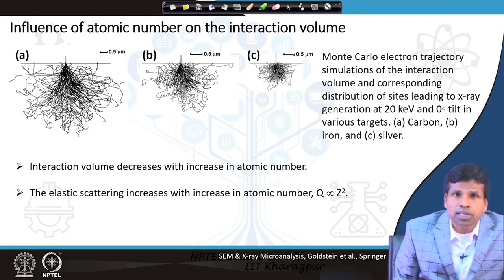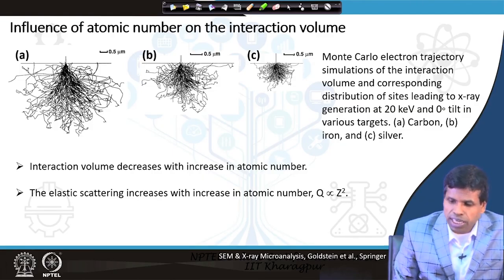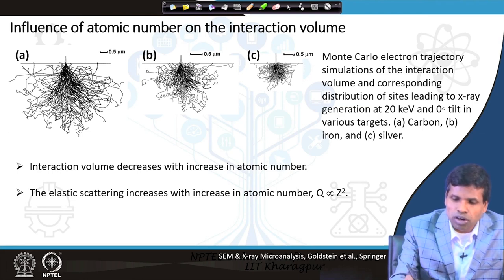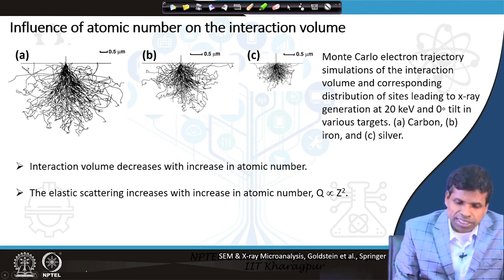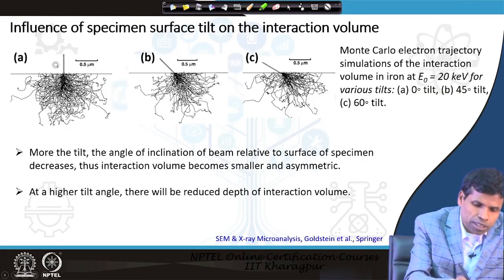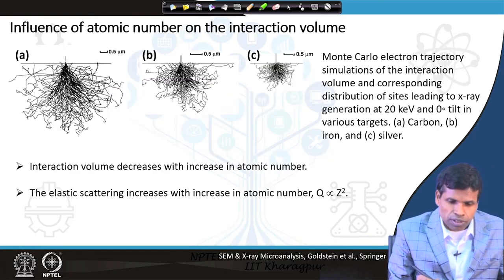This is the influence of atomic number on the interaction volume. We can have samples with different atomic numbers. What you see here is, as we increase the atomic number in the materials, the interaction volume decreases. That means the electron beam could penetrate less, so the interaction volume is decreasing, but the shape remains the same. The shape of the interaction volume remains the same, mostly like a pear shape.